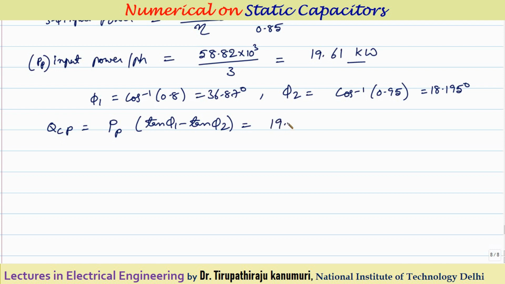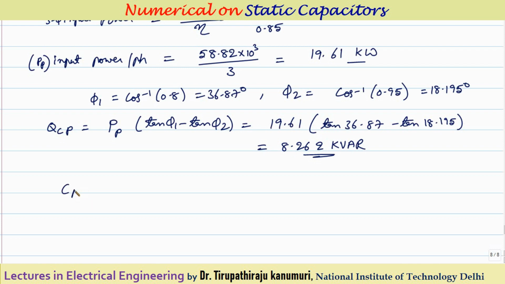So this will be 19.61. This will be multiplied by tan of 36.87 minus tan of 18.195. Getting it? So this one will be 8.262 kVAR because it is in kVAR, right? So now we got the reactive power requirement.